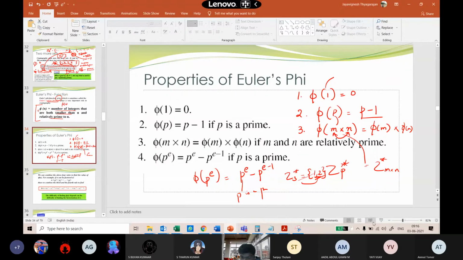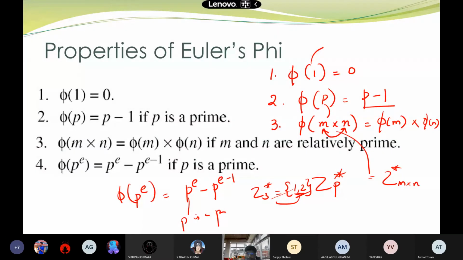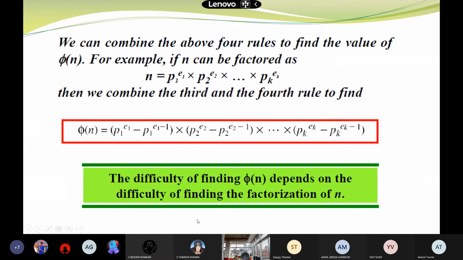Now I'm not going to just stop with these 4 properties. We'll combine them. The third and fourth is something we will use more as a combination. For example, I have a composite number n, and I can factor it as a product of primes. That is the beauty that we are going to deal with. So n can be factored as p1 to the e1, p2 to the e2, and so on up to pk to the ek. So you can express this as a product of primes raised to exponents.